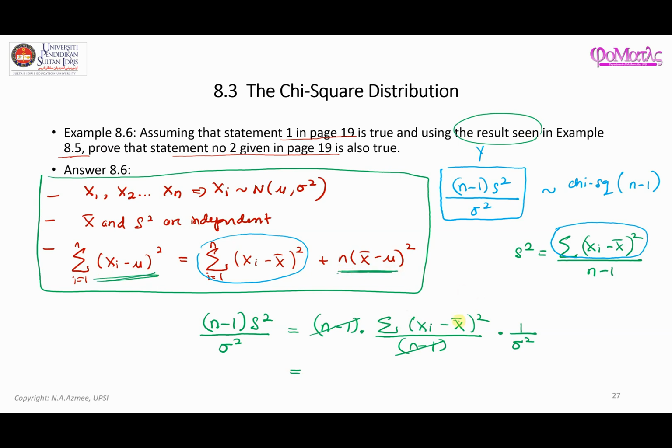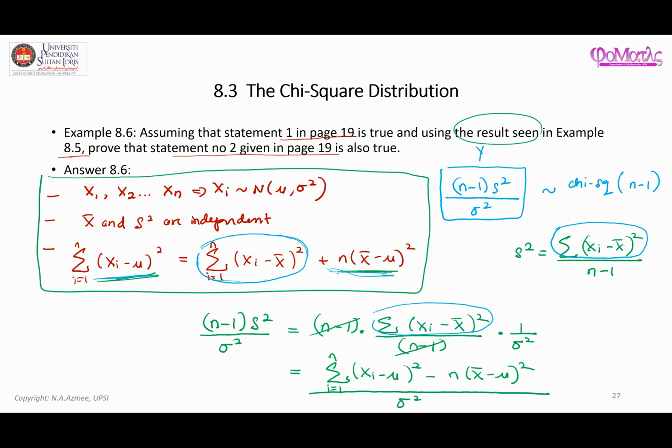Okay, this guy is the same thing as this one, and we're going to substitute that with the summation of Xi minus mu, squared, minus this one. So that is the summation from i equals 1 to n of Xi minus mu, squared, minus n times X bar minus mu, squared, over, and I'm going to bring back sigma squared at the bottom here.